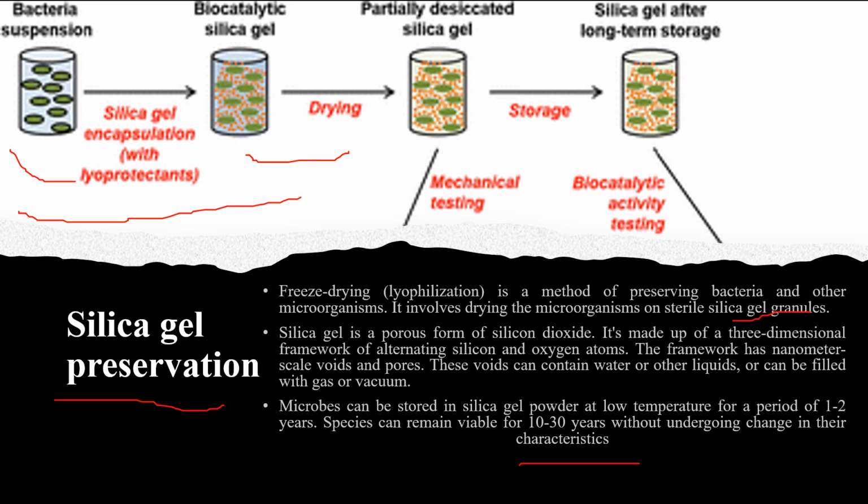Microbes can be stored in silica gel powder at low temperature for 1 to 2 years. Species can remain viable for 10 to 30 years without undergoing change in their characteristics.